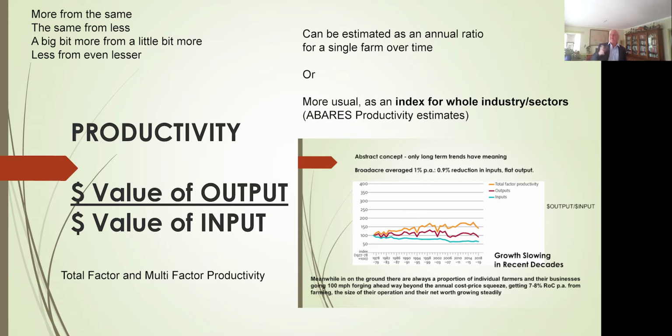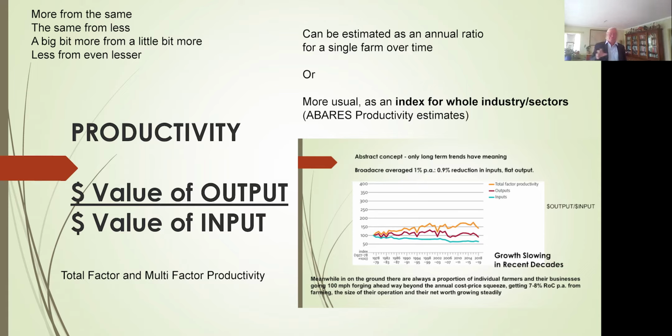And that graph there in the bottom corner of that slide shows you we've got an index of inputs, we've got an index of outputs, and the change of them is an index of productivity change. And the point that is concerning is the annual growth in productivity across sectors, that's broadacre there, is not what it used to be.